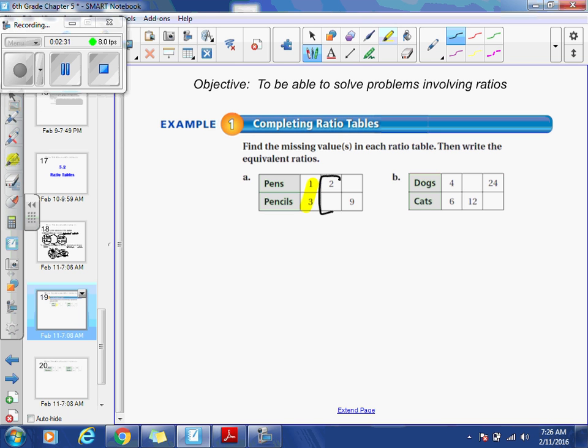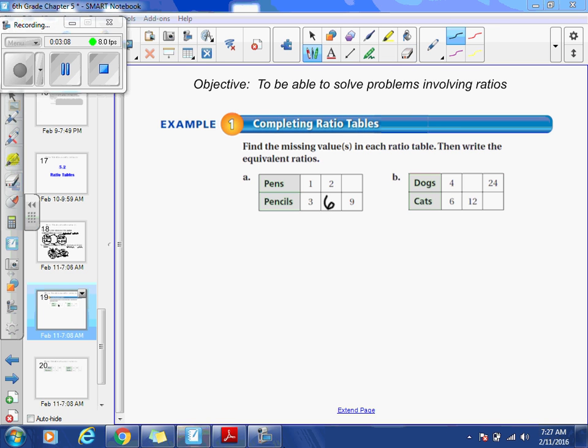So let's start with this one right here. All right? So we're going to say, okay, what did they do to the number of pens? Because we know what they did, because there's a number for the amount of pens. We're missing the number of pencils, so we won't worry about that yet. What did they do to the number of pens? Remember, it has to be multiplying or dividing. They multiplied by 2. So then we also have to multiply by 2 our number of pencils and find out that this number in the box would be 6. All right, so the ratio 1 to 3 represents the same ratio as 2 to 6.